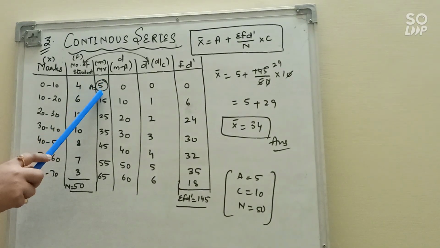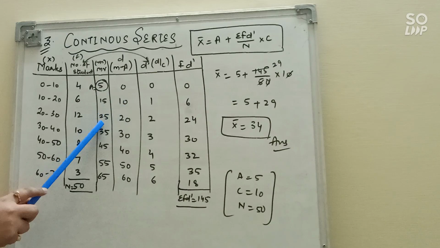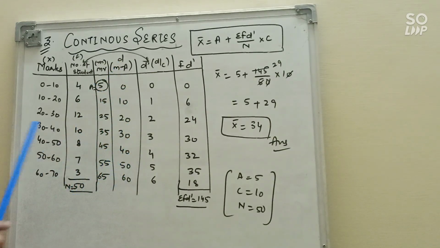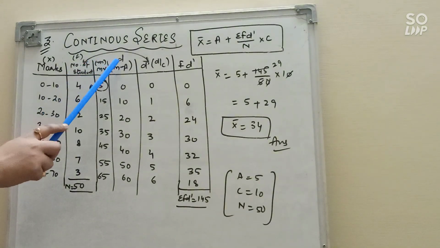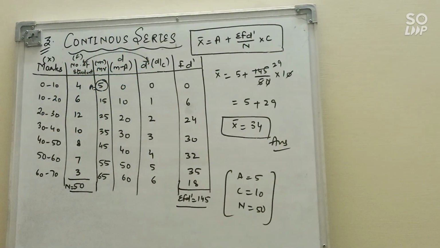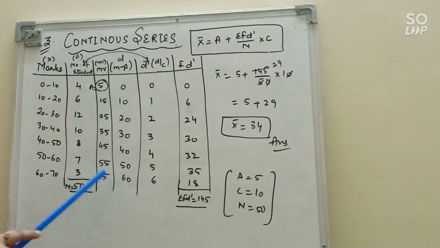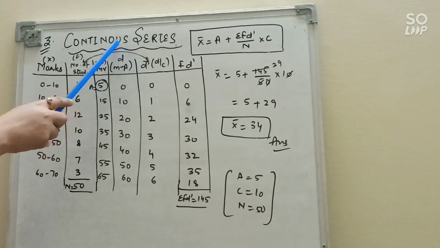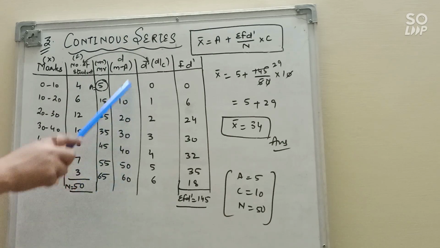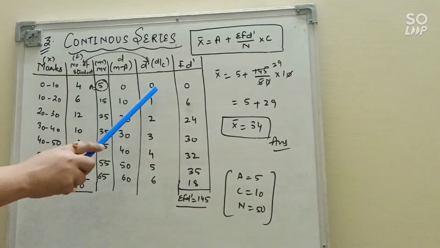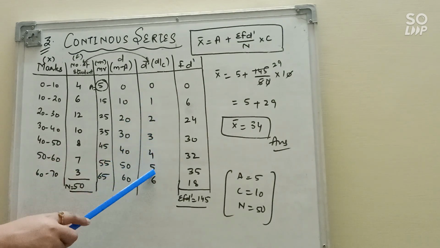Now after selecting assumed mean, just calculate deviation. 5 minus 5, 0; 15 minus 5, 10; and so on. So we have deviations 0, 10, 20, 30, 40, 50, 60. After calculating D, we need to calculate D dash, and the formula of D dash is D upon C. D we have, C is the common factor. So check the common factor, that is 10. We take the highest common factor, so 10 is the highest common factor. Divide these values by 10: 0, 1, 2, 3, 4, 5, 6.